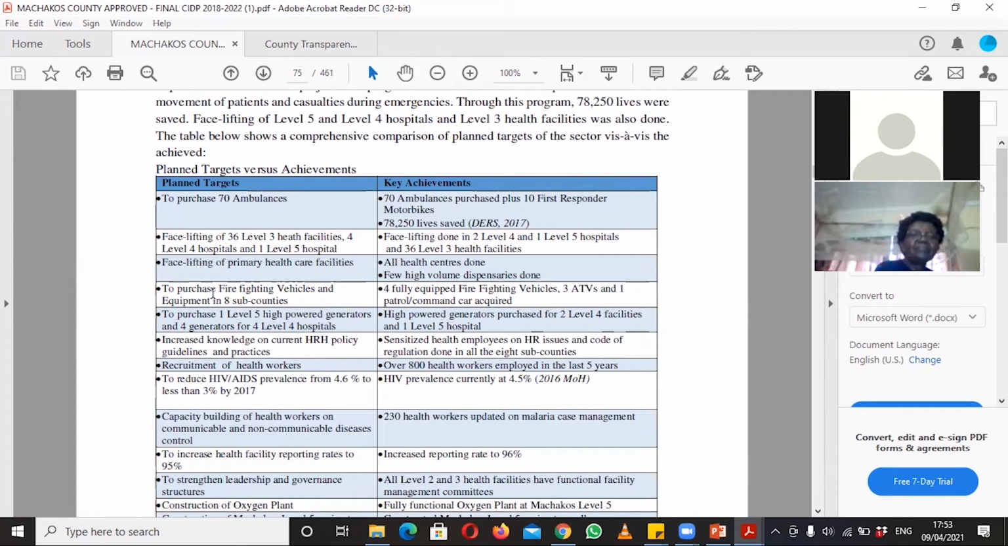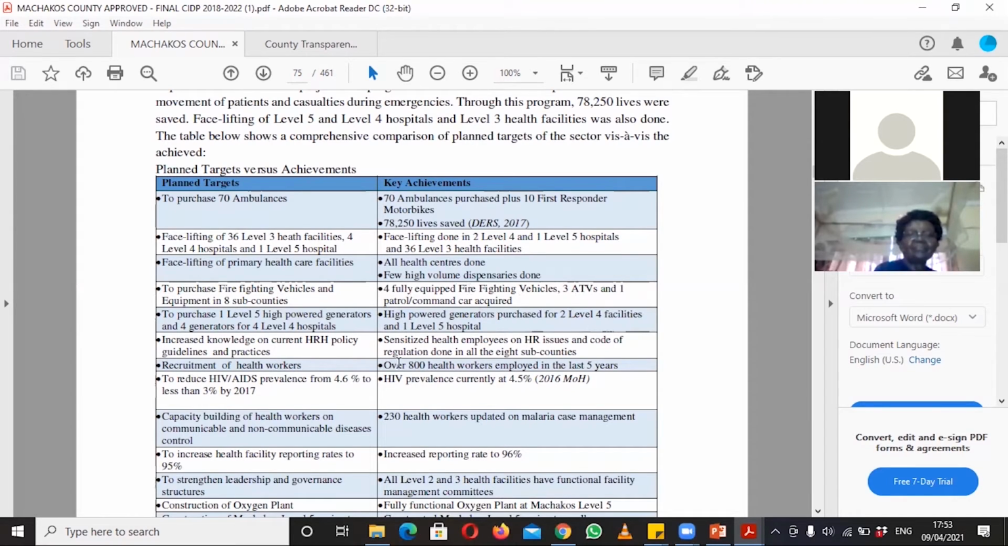And then they also purchased firefighting vehicles and equipment in 8 sub-counties. They are saying that the achievement was 4 fully equipped firefighting vehicles, 3 ATVs, and 1 patrol.